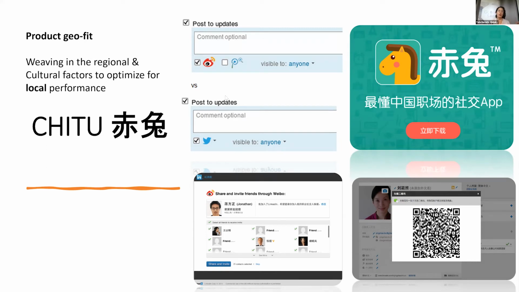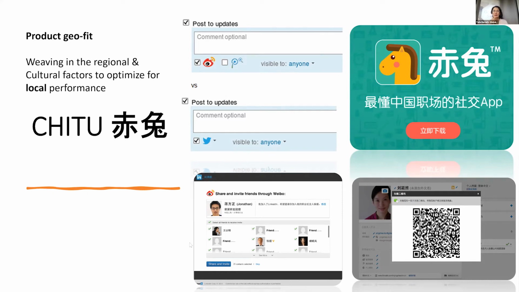So when we're doing product geofit, we look at regional and cultural factors. Regional factors: in China, very young demographic. For LinkedIn, the addressable segment is students and professionals. In China, the age cohort is 17 to 24. Another regional factor was it's a mobile-first country. At the time, the gap between mobile-first in China and not at all mobile-first in the US was huge.